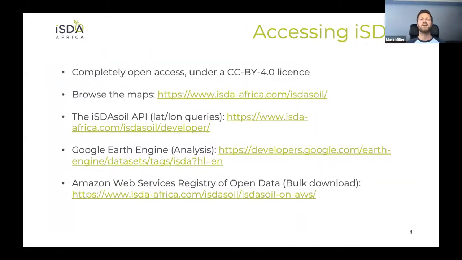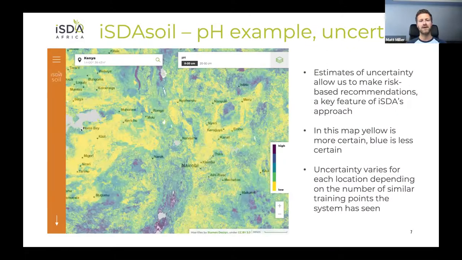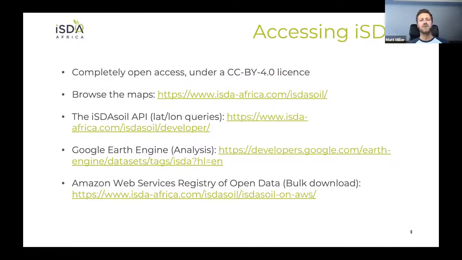Access. We made considerable effort to make sure that this is completely open and usable for the community. It's under a CC BY 4.0 license, so you can basically do what you want with it. You can browse the maps on the ISDA Soil homepage on our website. That's where these screen grabs come from. You can also sign up for our free API that allows you to query the maps by lat long to retrieve soil information. We've loaded the data into Google Earth Engine, so that allows you to analyze our data alongside all the other great data sets they have there.